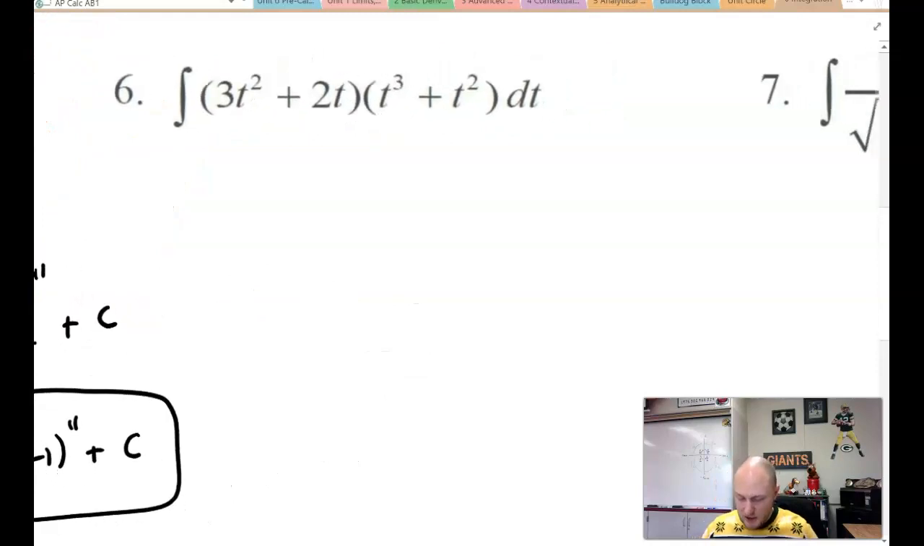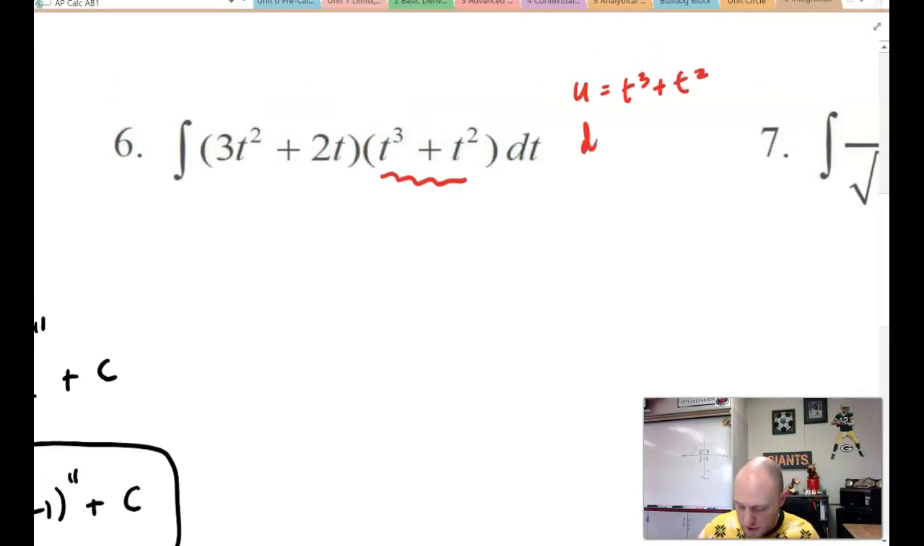Example number 6. Sometimes it requires you to be able to see the connections. And one strategy you can use is to look for the piece with the higher powers, because when I take a derivative, I know that those powers are going to be coming down. All right, so what if I have t cubed plus t squared? Well, the derivative of that, the hook-on factor of that, would be (3t squared plus 2t) dt. And check it out. Don't I have my dt right there? And then don't I have 3t squared plus 2t right there?